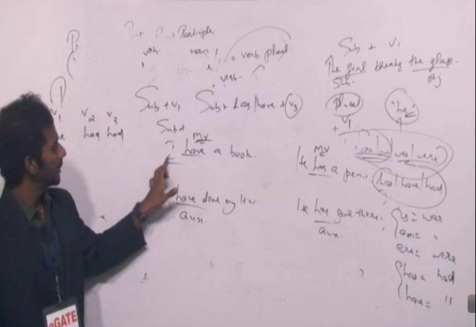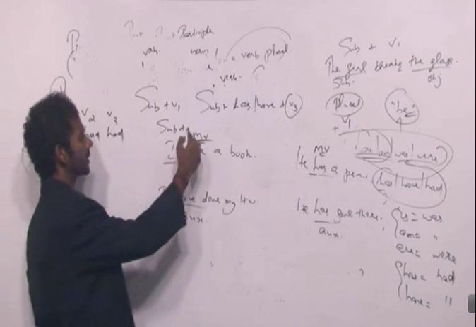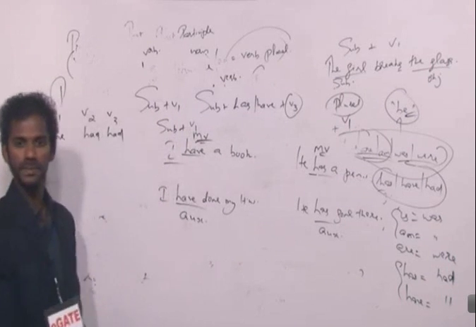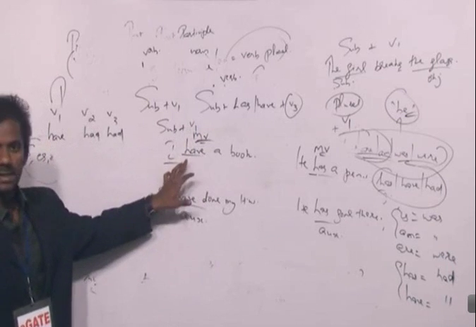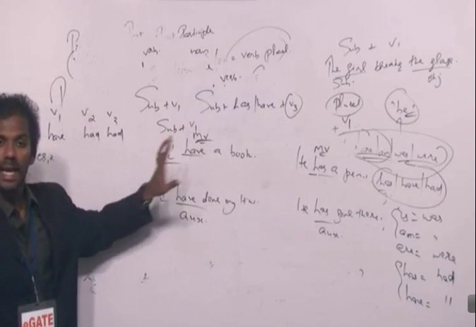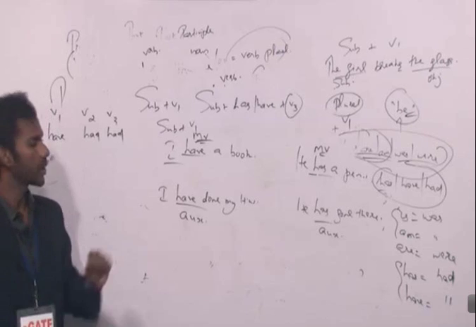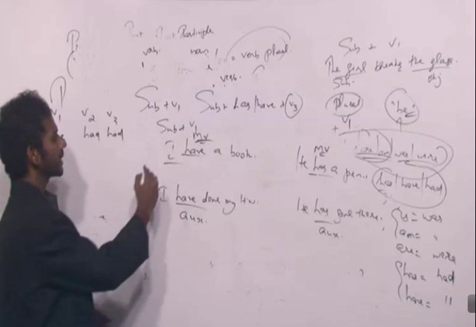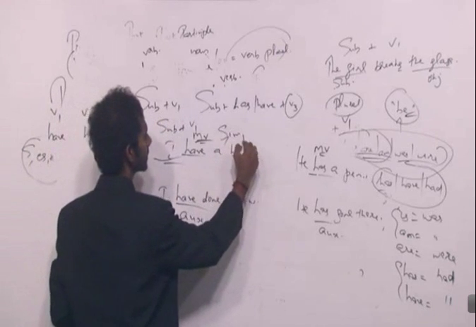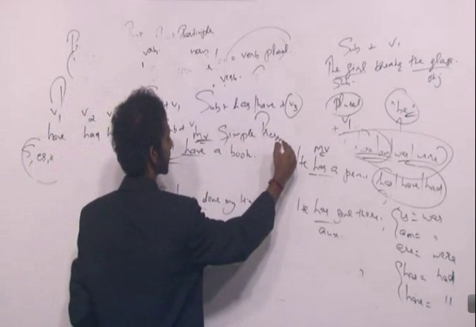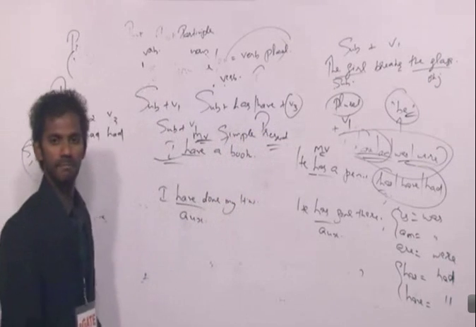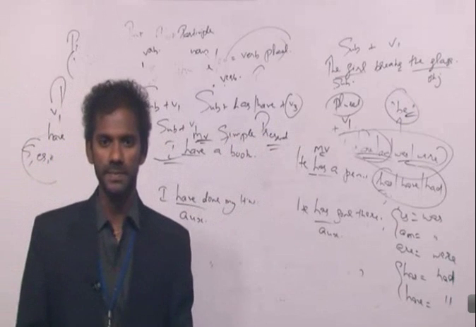So in this sentence, have is a main verb, and it is in the V1 form. That means this sentence is in the order subject plus V1. This sentence is in the order subject plus V1, and the rule of simple present tense is also subject plus V1. So I can say this sentence is in the simple present tense. Hope you got it. Right?